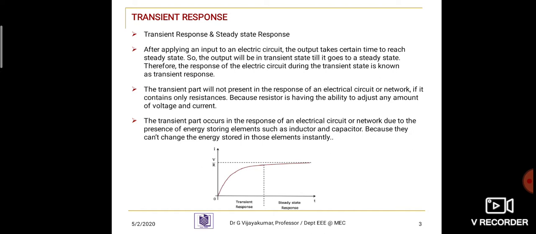The figure at the bottom shows the difference between the transient response and the steady state response. The graphical curve is drawn between current and time. The time taken to reach from 0 to some x value is called the transient response. You can look into the figure. The curve reaches its steady state after a particular time only. From the graph we can easily understand what is the transient time and what is the steady state time.